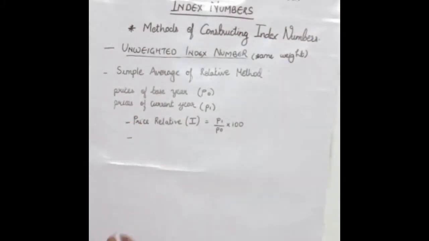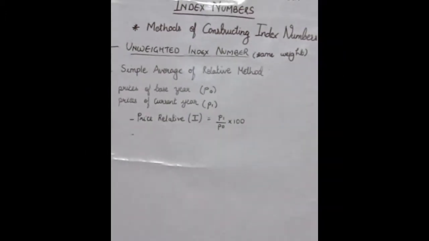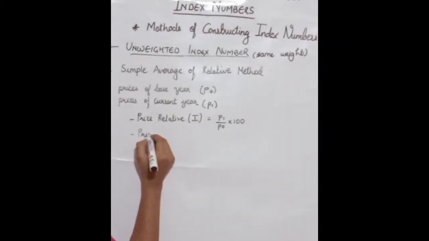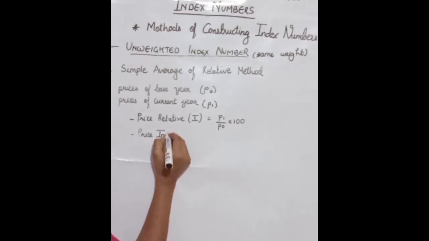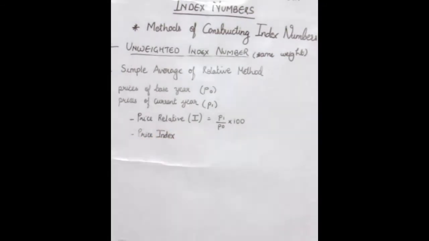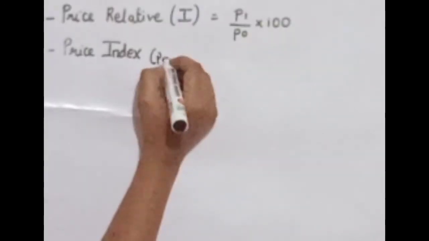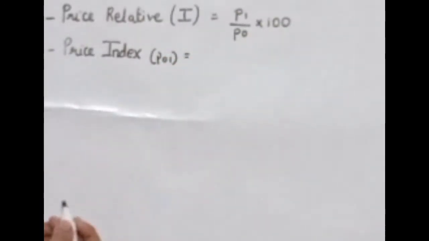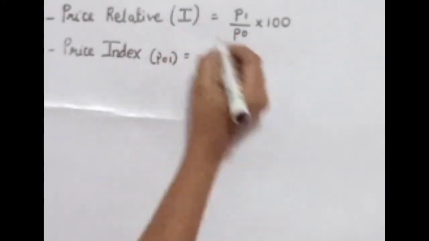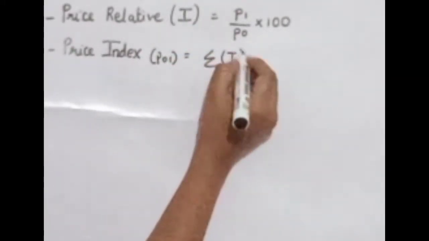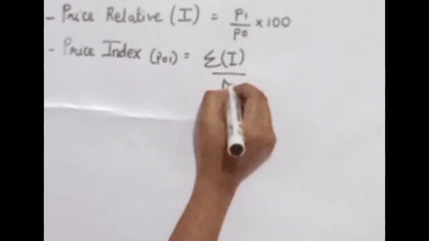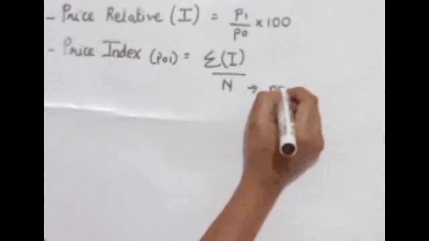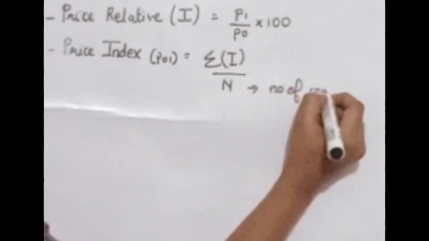Also, we have two methods for finding the average relative. So this is an additional step which we have in the average method. Now the price index, since we are dealing with a price variable, we are only going to use that. In price, the denotation is the same, P01 is equal to summation of this I upon n. N stands for number of commodities.